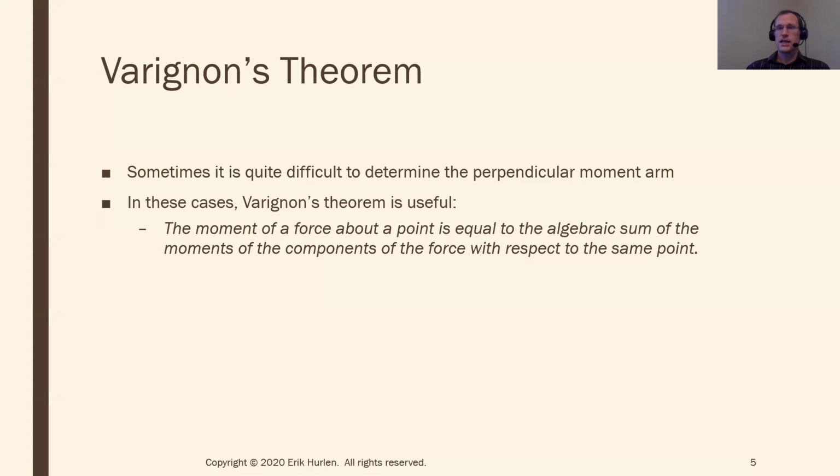So Varignon's theorem essentially says that I can take a force, break it down into x and y components, and then treat those two x and y component forces as their own individual forces. And then the total moment caused by that one force is just the algebraic sum of the two individual moments produced by those two components. So it's kind of like what we did on the last slide, except that I take one force, break it down into x and y components, and then add the moments from those two components together to get the total result.